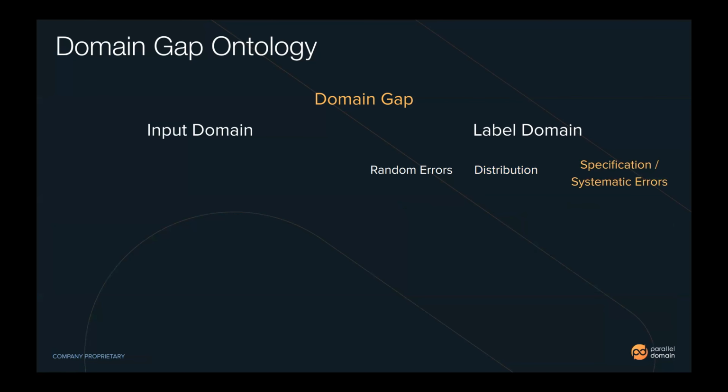But those are all given, and actually you could go way deeper on random errors and distribution, but the main focus of my talk today is just around these gaps in label specifications. So I just want to give some more detailed examples here.